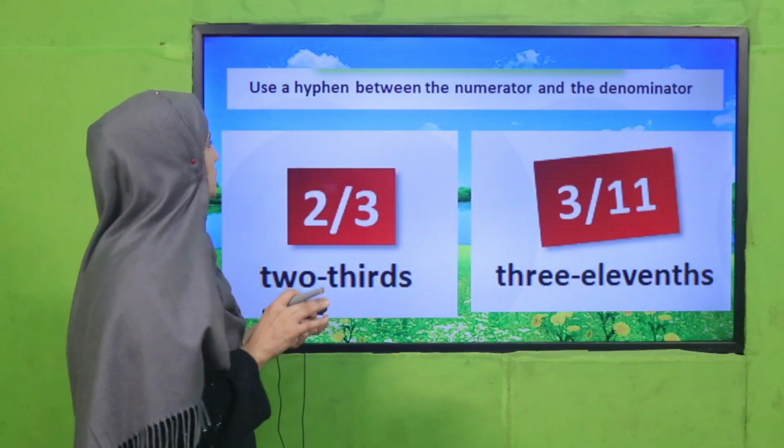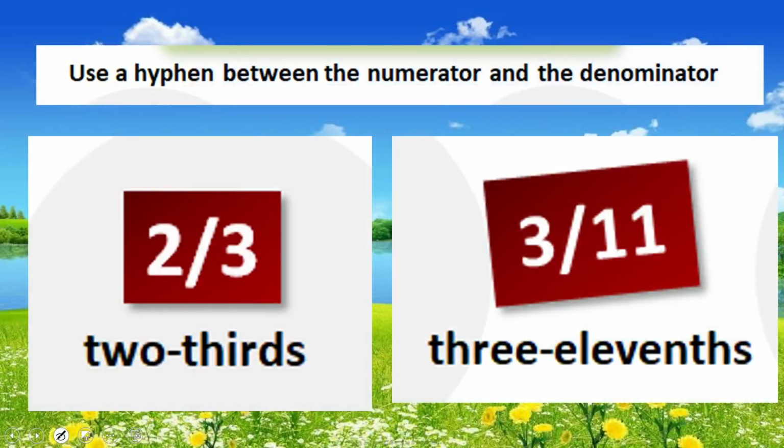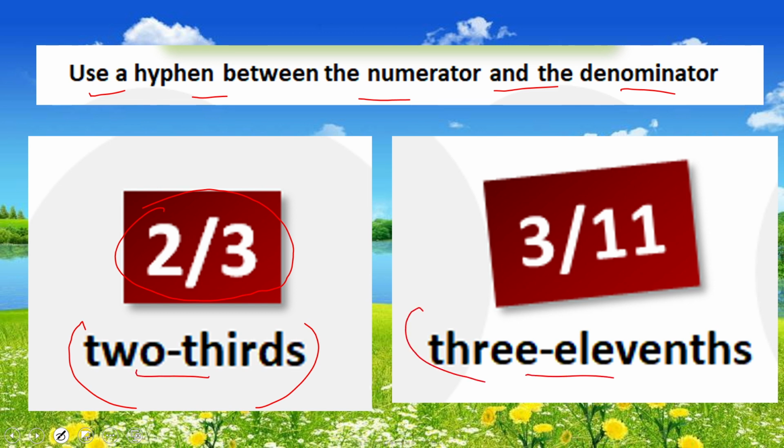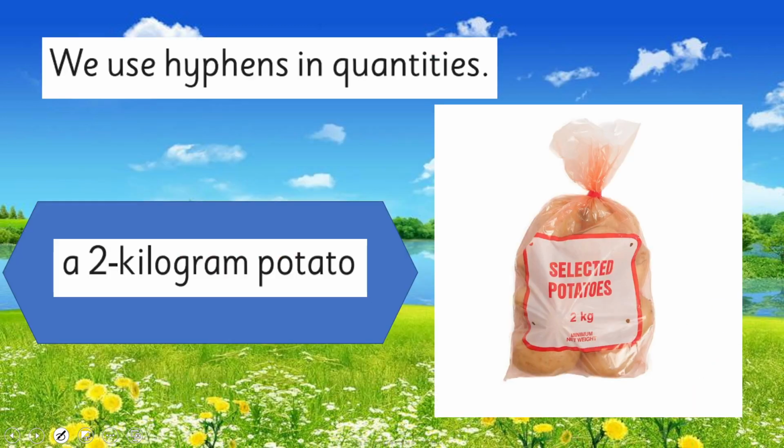Let's see how we can use a hyphen between the numerator and the denominator. We also write fractions like 2/3. When we write 2/3 in word form, we use a hyphen, like 3/11. So when we are going to write into word form, we also have to use a hyphen.